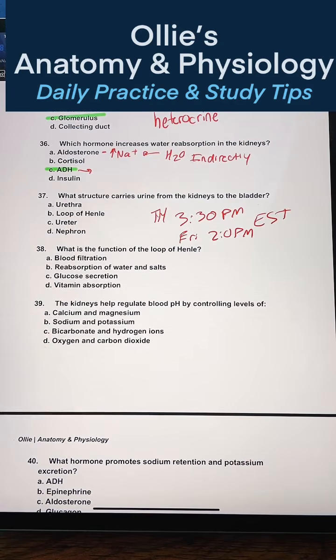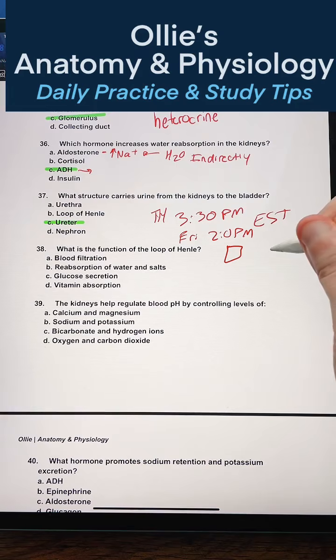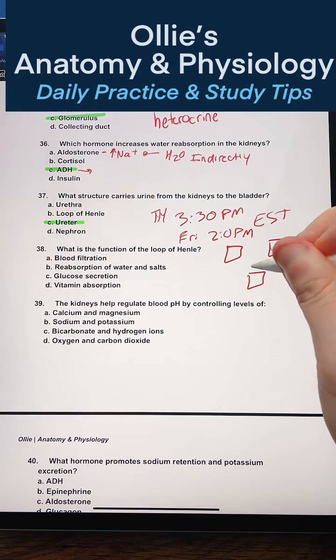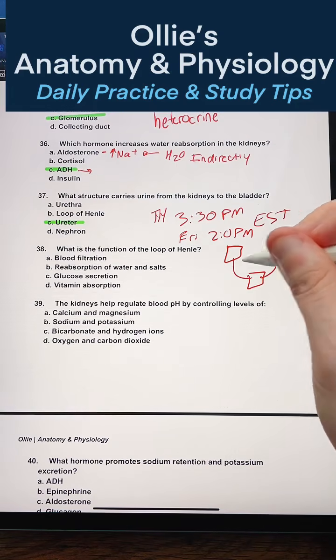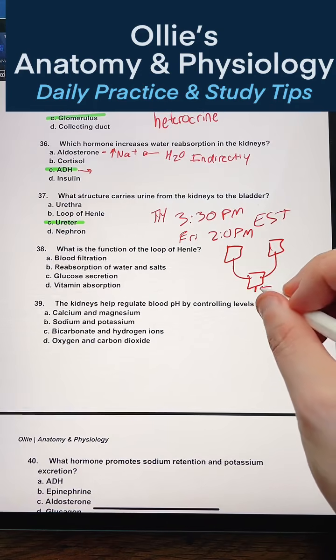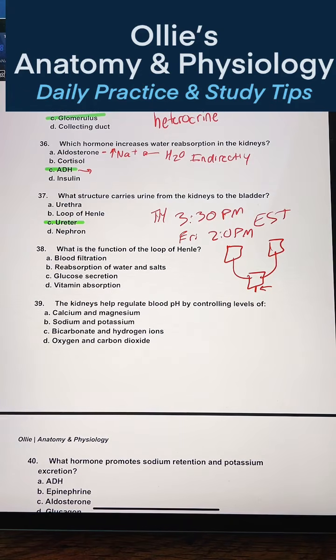Number 37, the answer is C. It's the ureter. So what this looks like here, if we have our kidneys and we have our bladder, these two tubes are the ureters. And then this tube would be the urethra. All right, so that's what it's going to look like.